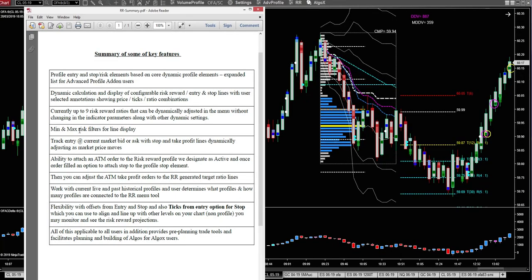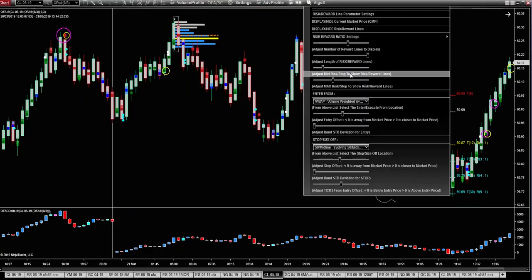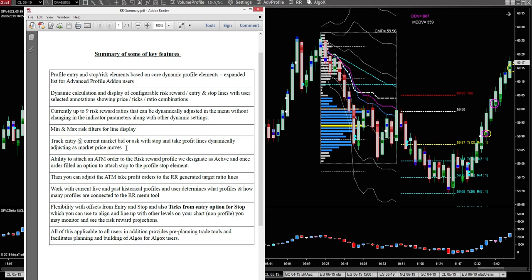The next 2 features here are the minimum and maximum risk filters for displaying the lines. These are here, the minimum and the maximum. The next feature is for tracking entry at market, bid or ask, with the stop and take profit lines dynamically adjusting as the market price moves.